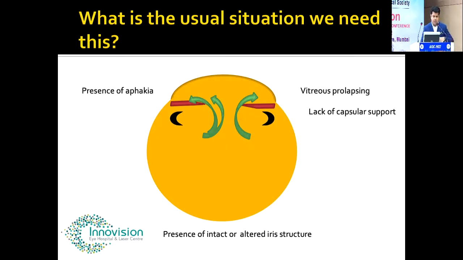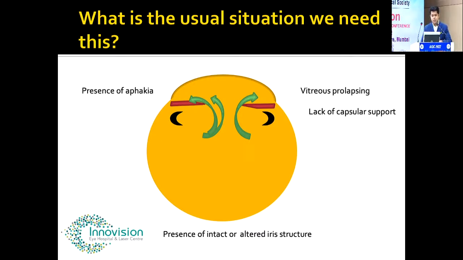Now, what is the usual situation where we need this? Obviously presence of aphakia, that's the first thing. If there is vitreous prolapse, or a lack of capsular support. It's said that for iris claw, you need two things: one is iris and the other is the iris claw. So it's very important that you should also have the iris.